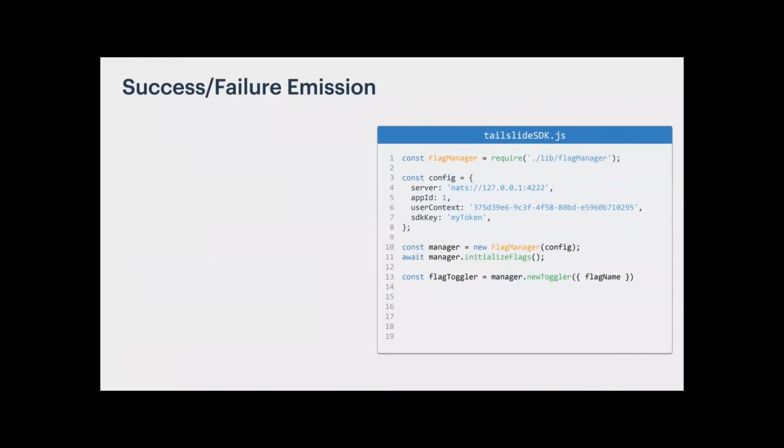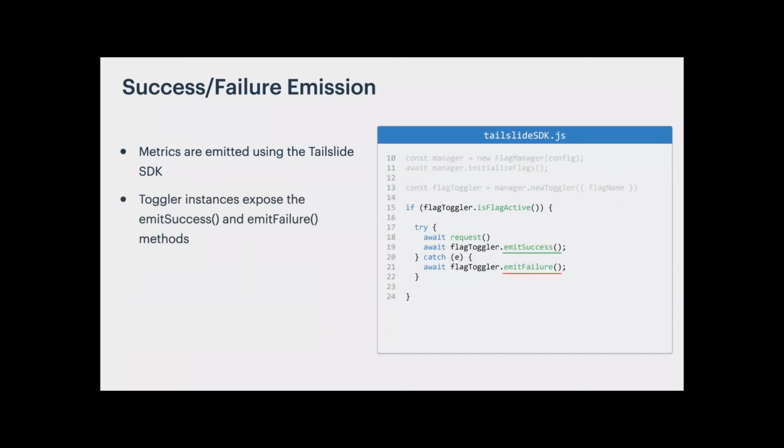The first stage of circuit breaking is the emission of success and failure data. This takes place within the microservices themselves by monitoring the success of calls to a new feature using the Tailslide SDK. Jordan has already covered the import and configuration of the Tailslide SDK, as well as instantiating a new toggler object for a flag. Once instantiated, the object not only exposes the flag evaluation method, but also an emit success and emit failure method called directly on the object.